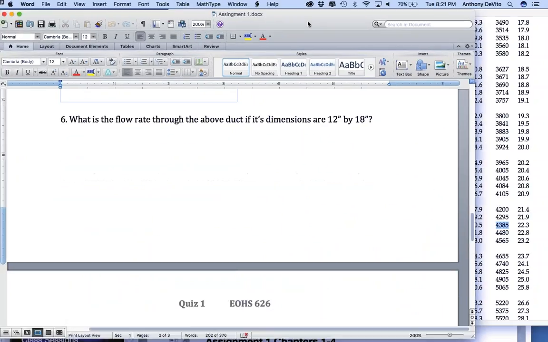What is the flow rate through the above duct if its dimensions are 12 inches by 18 inches? Okay? So Q is equal to VA. We know what V is now, right? What's A? Well, that's a foot by a foot and a half, and it's a rectangular duct, so it's going to be 1.5 square feet. So Q is equal to 1.5 times the velocity. And what does that come out to? It probably comes out to roughly 6,000 or 7,000, right?